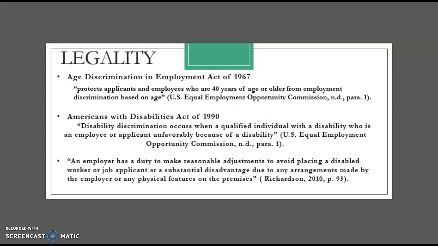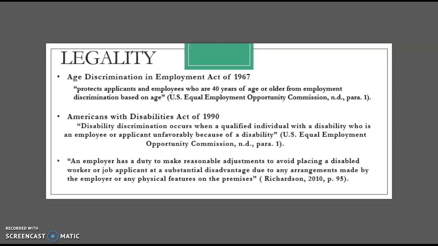Which brings us into the legality. So definitely you can't discriminate against someone based on age. That would be a violation of the Age Discrimination in Employment Act of 1967, which protects applicants or employees who are 40 years of age or older from discrimination based on age. Also, the Disabilities Act. You can't discriminate against someone because of a disability.